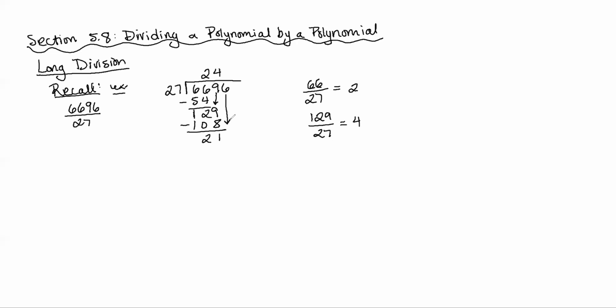Bring down again. We're going to bring down until we're left with no other numbers to bring down. And then divide once again. So 216 divided by 27 is going to give us 8. 8 times 27 is going to be 216. And so we get 0 when we subtract. And so remember, this down here is the remainder.